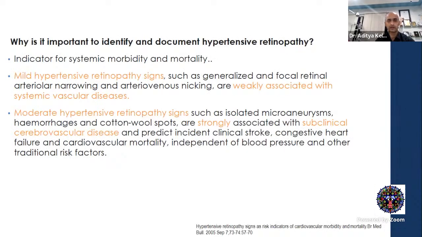So why is it so important to identify and document hypertensive retinopathy? First of all, it's an indicator for systemic mortality and morbidity. Mild hypertensive retinopathy signs such as generalized and focal retinal narrowing and arteriovenous nicking are weakly associated with systemic vascular diseases, whereas the moderate hypertensive retinopathy signs such as microaneurysms, hemorrhages, cotton wool spots, these are all signs which are strongly associated with subclinical cerebrovascular disease and can predict incident stroke, congestive heart failure, and also cardiovascular mortality, independent of other traditional risk factors also.